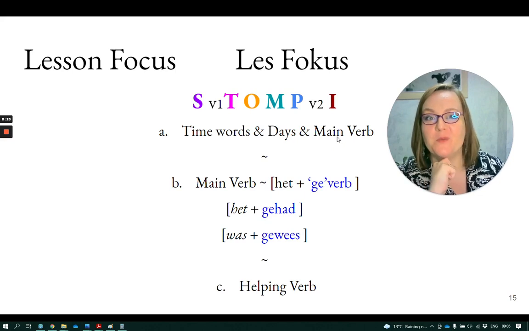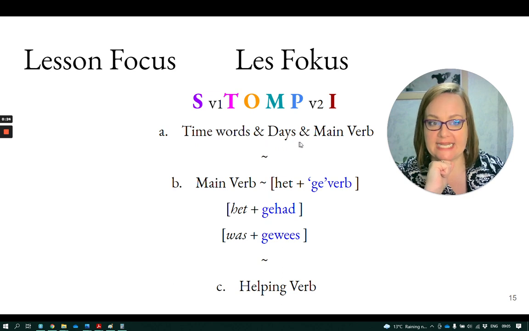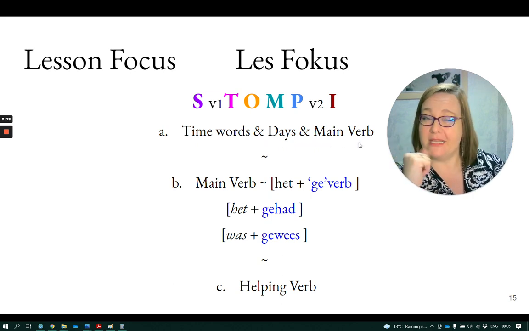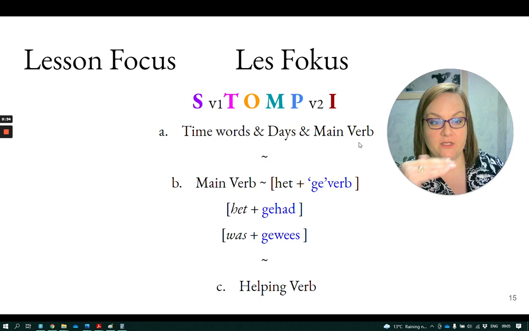Hello, I hope you are ready for your Afrikaans lessons, and we are still looking at past tense. In the previous lesson we looked at time words, days, and the main verb in past tense. So please review that if you're a bit unsure. But I am repeating some of the main verb today.